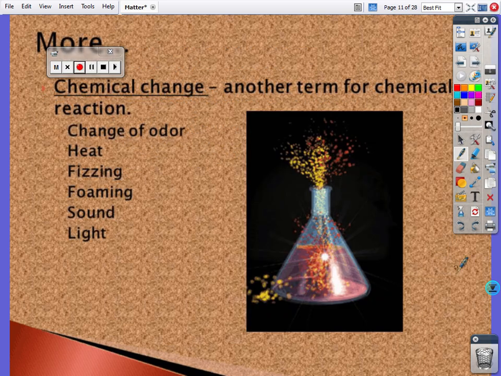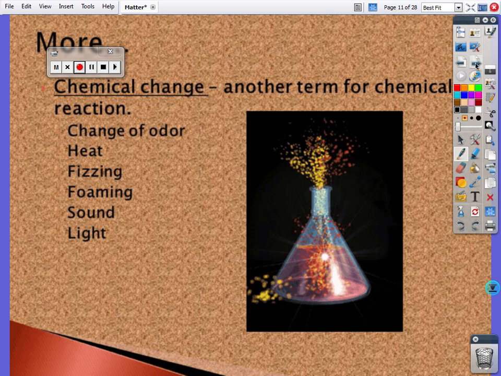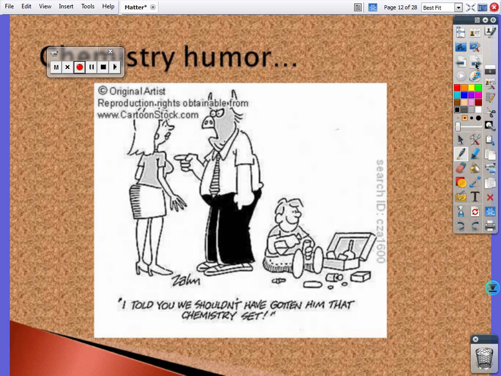A chemical change is another term for a chemical reaction. These are the 6 things that show you a chemical reaction is taking place. The odor changes, maybe a sweet smell, or if you were burning sulfur, the smell of rotten eggs comes out. It gets heated up or very cold, like the one you did last week. It fizzes or creates a gas. It starts to foam. You hear sounds popping. It lights up. Okay, so these are all things of chemical change.